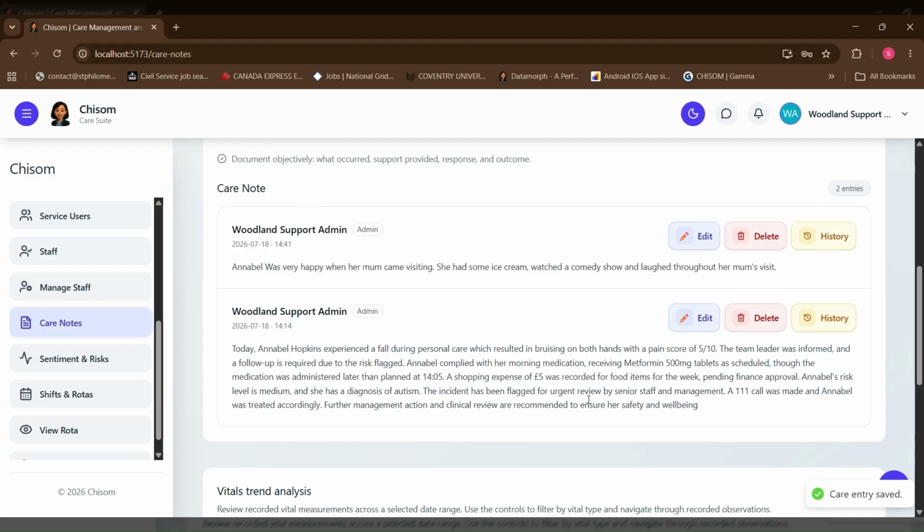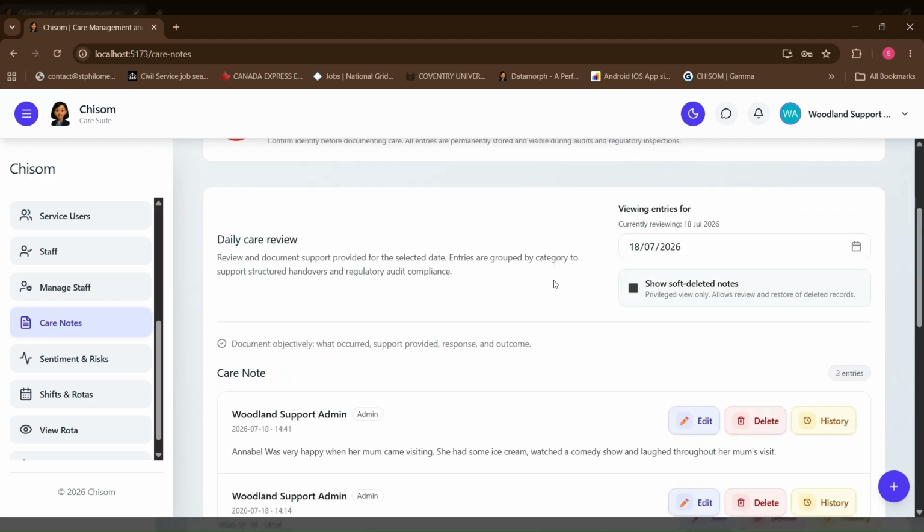So if I click on save entry, I'm not expecting any notification from this. Notifications only come when the note is high risk. So looking at this note, there shouldn't be any notification because this note is not high risk. But the first note here is high risk. That was why it was flagged and there was notification. But because this is a low risk note, there won't be any notification.